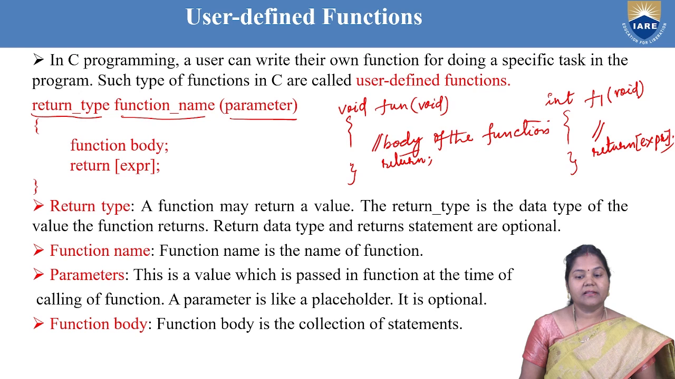So the important thing you have to understand is how to write the return data type. A function may return a value or may not return a value. If the function returns a value, write what type of value it is returning, and based on that, you specify the data type. If it returns an integer, write int. If it returns a character, write char, or float or double or anything. If it returns nothing, then mention it as void.